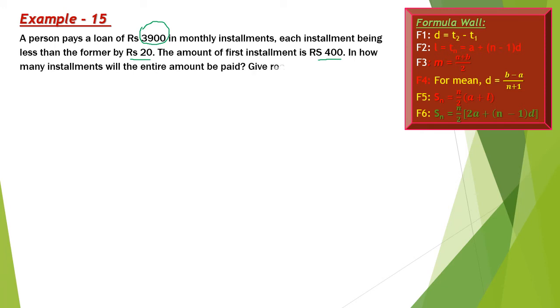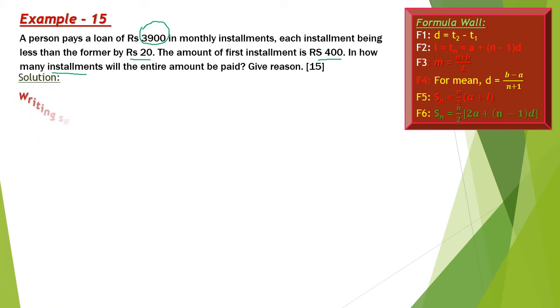And how many installments? Here we have to find the value of n. In questions like example 16-17, you have to find the value of a also, the value of l also, the value of b also. Different types of questions will be there. There are multiple answers for this question, and we have to give reason for it.